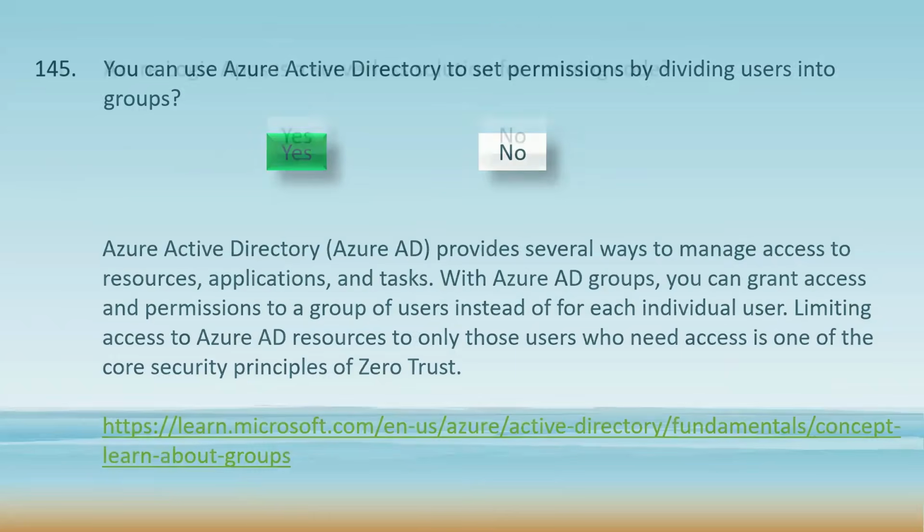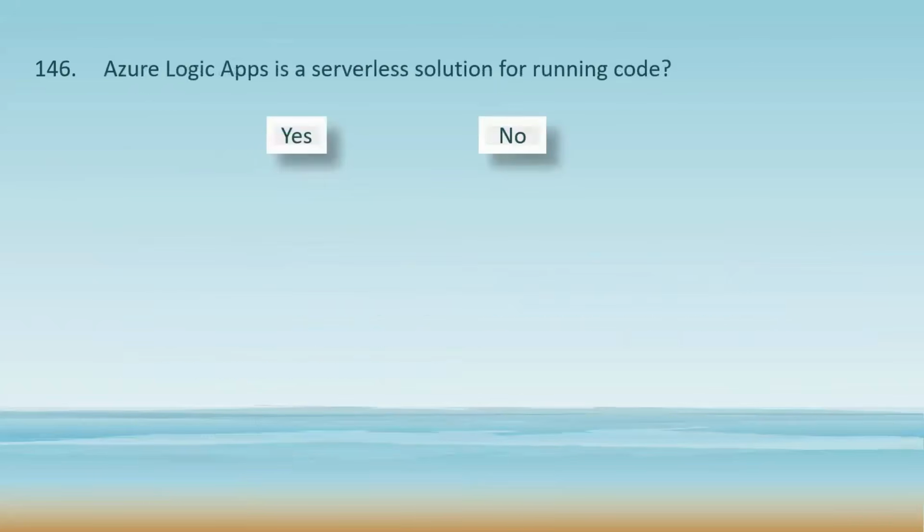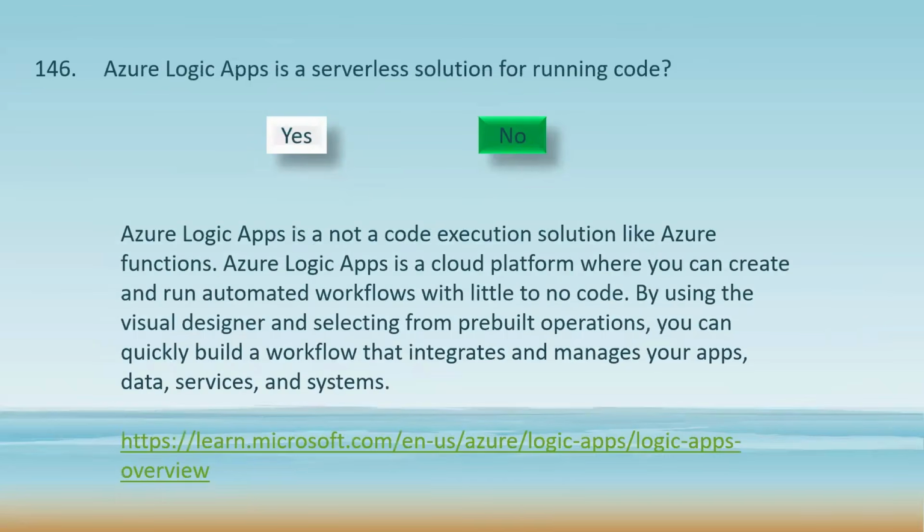Next question. Azure Logic Apps is a serverless solution for running code. Again, you need to tell whether this statement is right or wrong. And this statement is not correct. Azure Logic Apps is not a code execution solution like Azure Functions. If the question was Azure Functions is a serverless solution for running code, then you would have chosen yes. So there can be variation of this question.